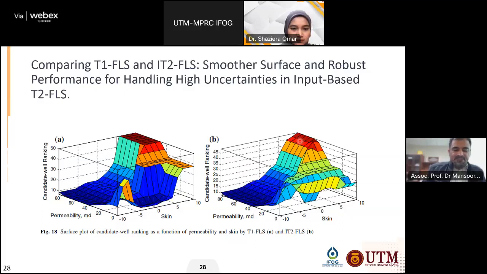Conversely, type 2 fuzzy logic shows a smoother transition, handling input uncertainties better and being less prone to drastic changes in output for minor input variations. So type 2 fuzzy logic proves to be a more reliable tool for well evaluation in the presence of higher uncertainties.